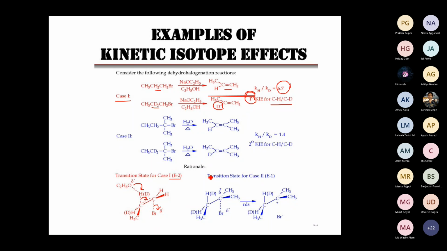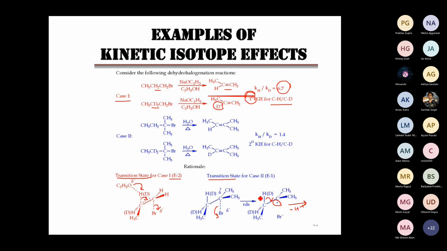Another kind of mechanism is possible, similar to SN1. The carbon-bromine bond will break first to form a carbocation. Then in the next step, the CH bond will be broken, minus H plus, and the alkene will form. Does it make sense? So there are two kinds of rate determining step possible. The first one is E2, similar to SN2. These elimination reactions are a concerted process.